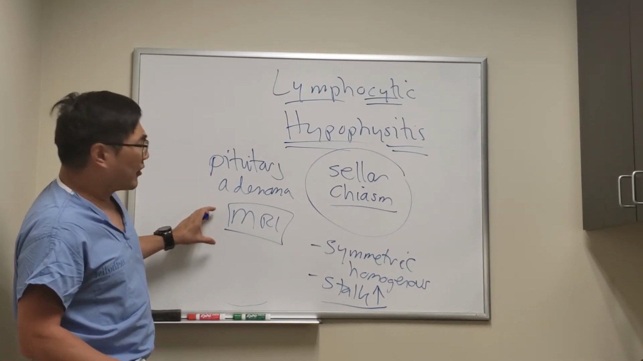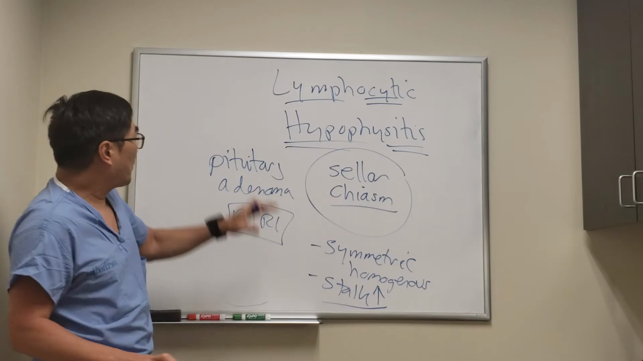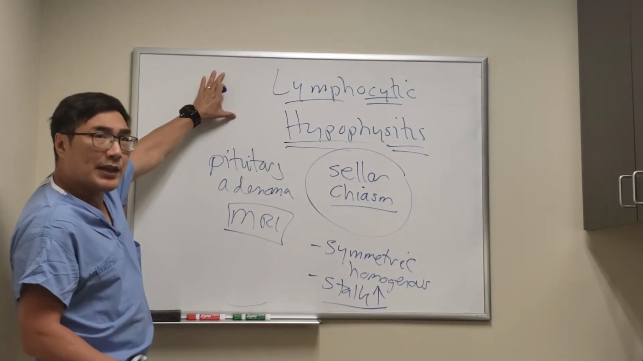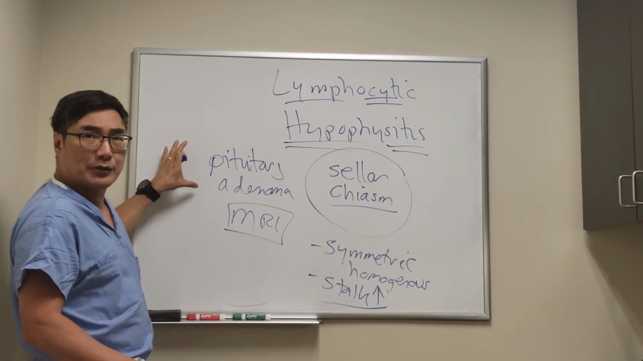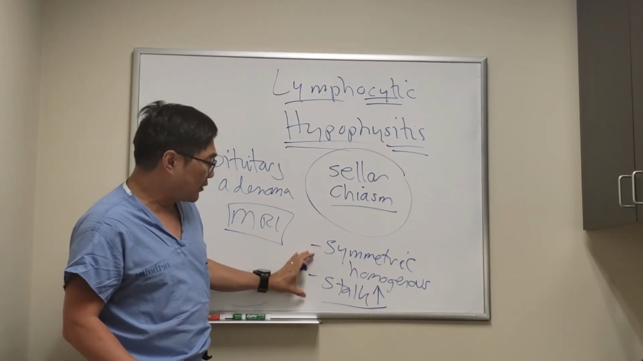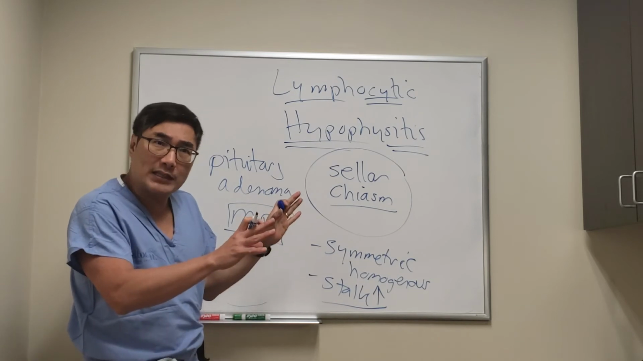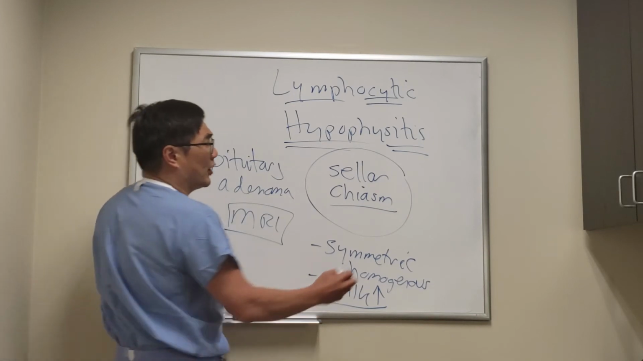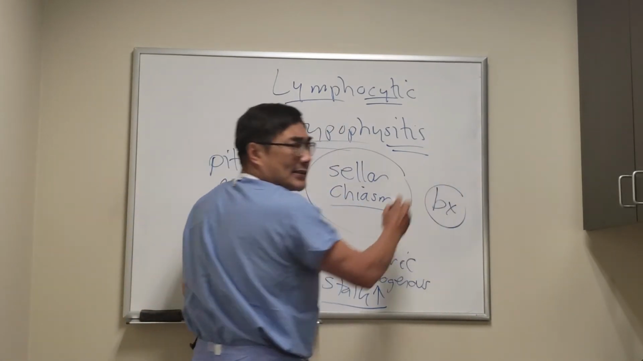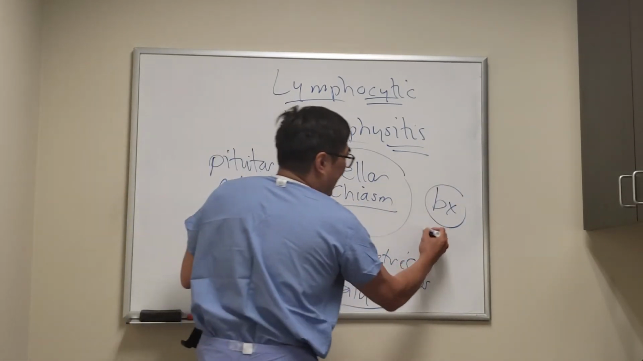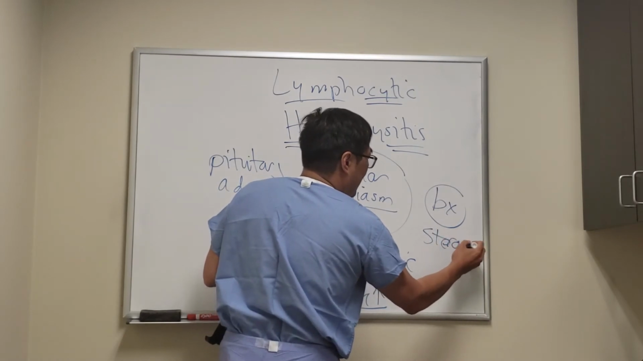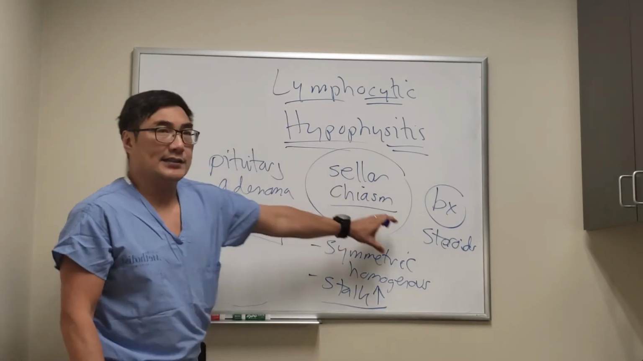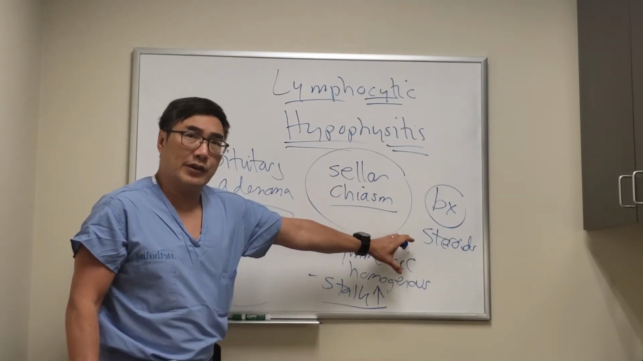And it often occurs in the setting of pregnancy or postpartum. And so if you've got an acute bitemporal hemianopsia in a pregnant patient, you're going to be worried about pituitary adenoma and pituitary apoplexy. But if we see symmetric and homogeneous enhancement or stalk enhancement, we really should be thinking about lymphocytic hypophysitis. And in that setting, even though a biopsy may be necessary to confirm the diagnosis, steroids are the treatment initially because it's inflammatory. So because lymphocytic hypophysitis might respond to steroids, we're going to give steroids.